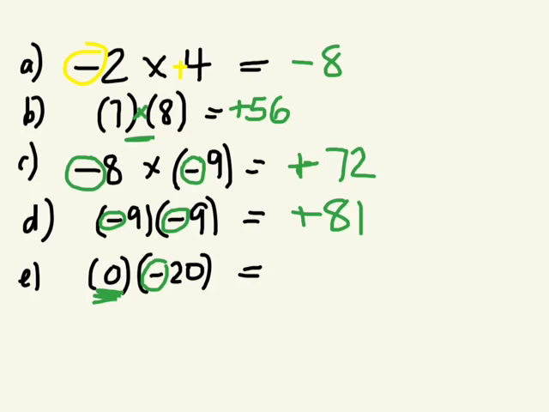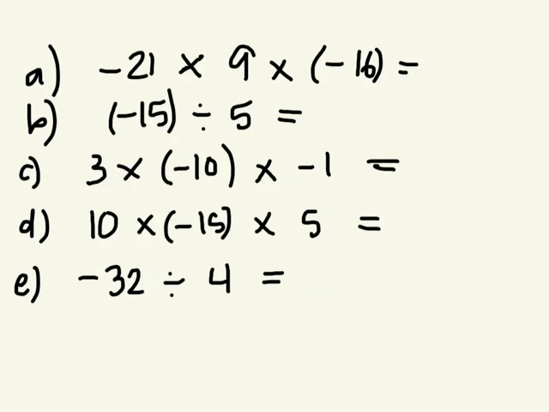Now here we have 0 times a negative. Anything times 0 is what? 0. Good. There's no such thing as a positive or negative 0. This still counts as an integer, but it's just 0. Okay, so even if I had 0 times negative 20, it's still just 0.